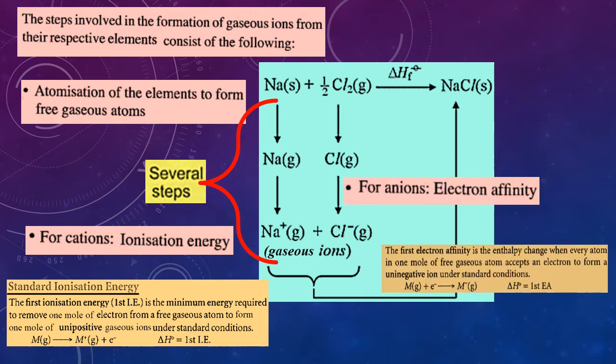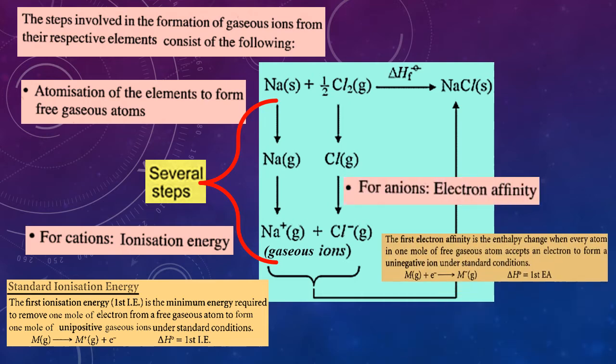Whereas, for anions, this involves electron affinity. The first electron affinity is the enthalpy change when every atom in 1 mole of free gaseous atom accepts an electron to form a uni-negative ion under standard condition.